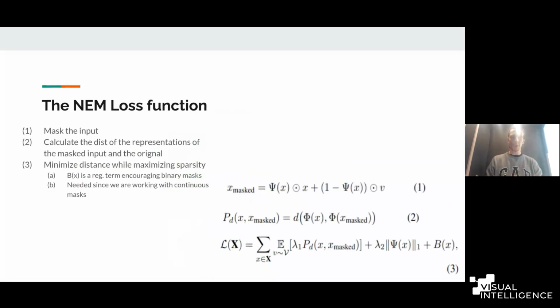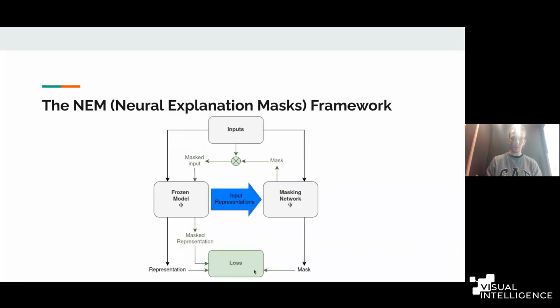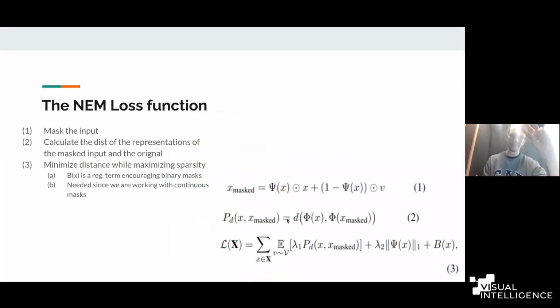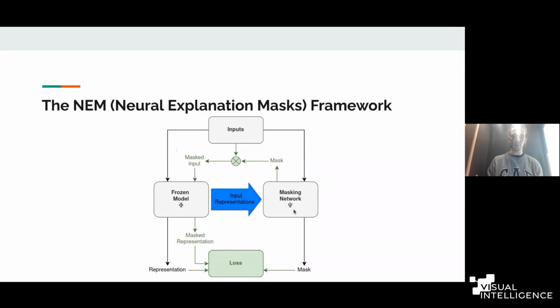So what does the loss function for this look like? We want some loss function that, when we optimize, gives us a good masking, where the masks should tell something. So there are three things we want. Of course, we want to mask the input, and then we calculate the distance between the representation of the masked input and the original, and then we minimize the distance while maximizing sparsity. In other words, we want the mask that comes out of this system to ensure that when we put the mask on top of the input image, the representation and the masked representation are still close, while still having a fairly sparse mask.